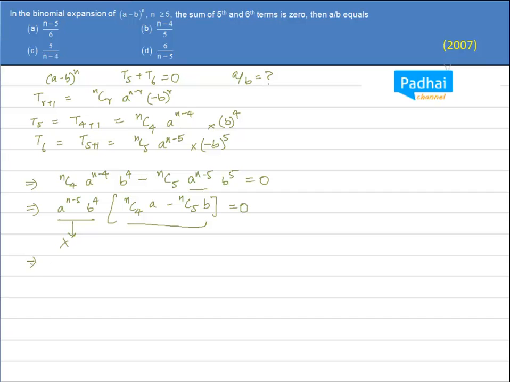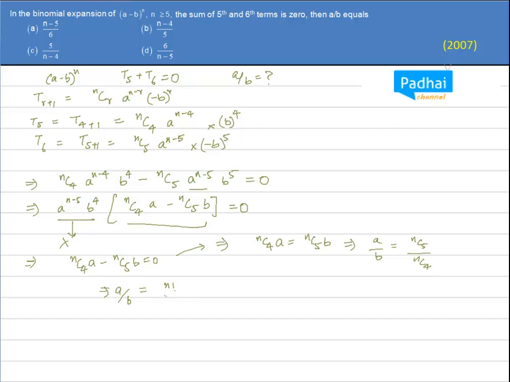So that implies nC4 a minus nC5 b should be equal to 0. So if I write, this implies nC4 times a is equal to nC5 times b. So that implies a/b is equal to nC5/nC4. Now it's a very easy question, everybody can see that. So nC5 upon nC4 is what you have to calculate in order to find the value of a/b.